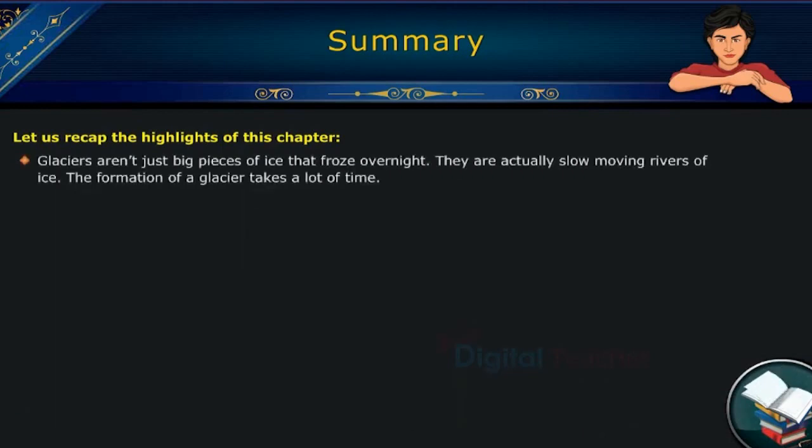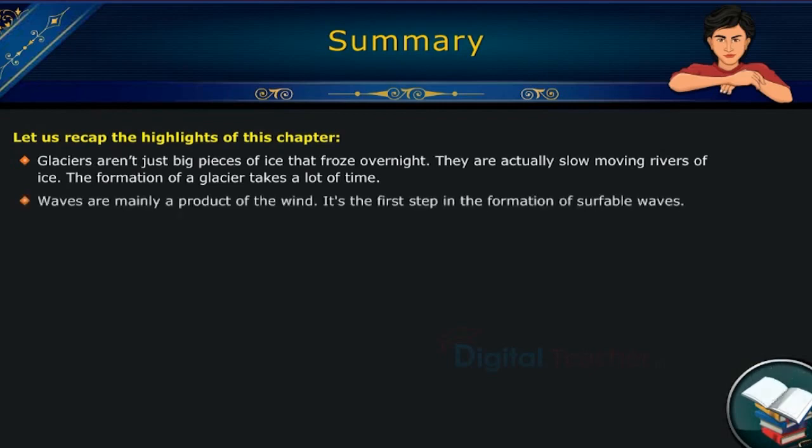Glaciers aren't just big pieces of ice that froze overnight. They are actually slow-moving rivers of ice. The formation of a glacier takes a lot of time. Waves are mainly a product of the wind. It's the first step in the formation of surfable waves.